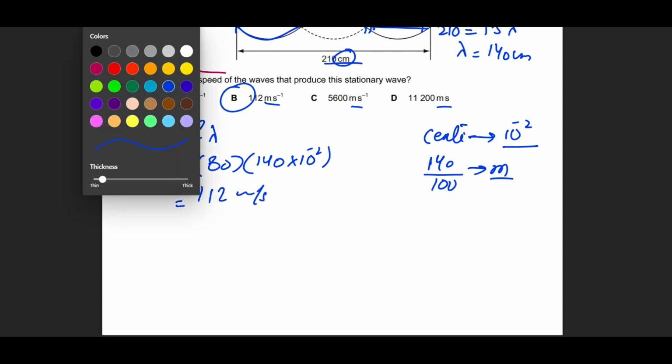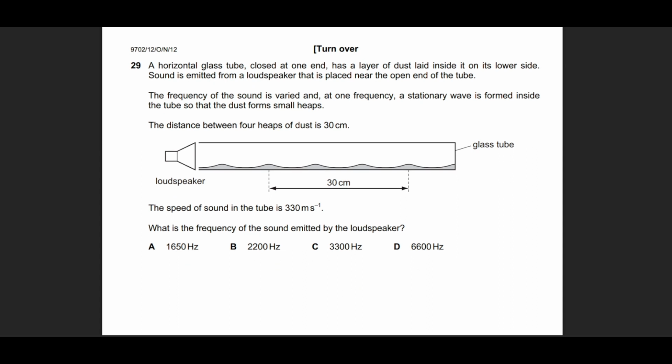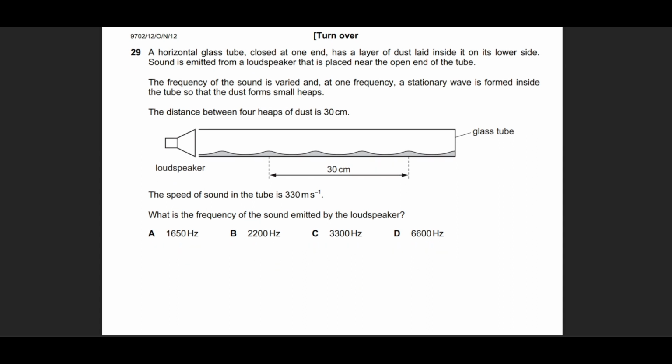The students who are not going to convert this and are going to multiply 80 with 140 will get 11,200. In a hurry, they will mark option D as the correct answer. But that is going to be centimeters per second. He is asking you about meters per second. So be careful.